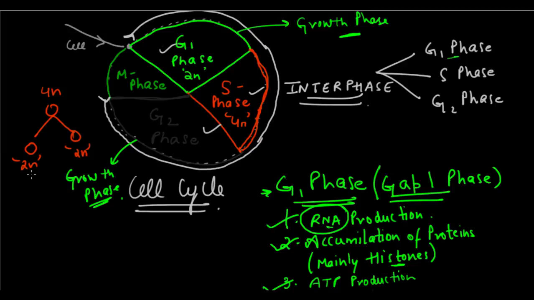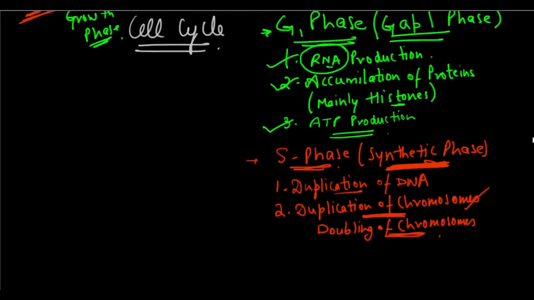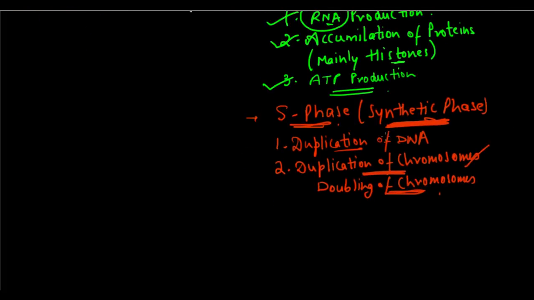So to make sure that there are 2N chromosomes for each daughter cell, the parent cell needs to have 4N chromosomes as well as a sufficient amount of the genetic material to supply to its offspring. So you see, that is why we have this duplication of chromosomes as well as the duplication of the DNA. So that's the S phase.